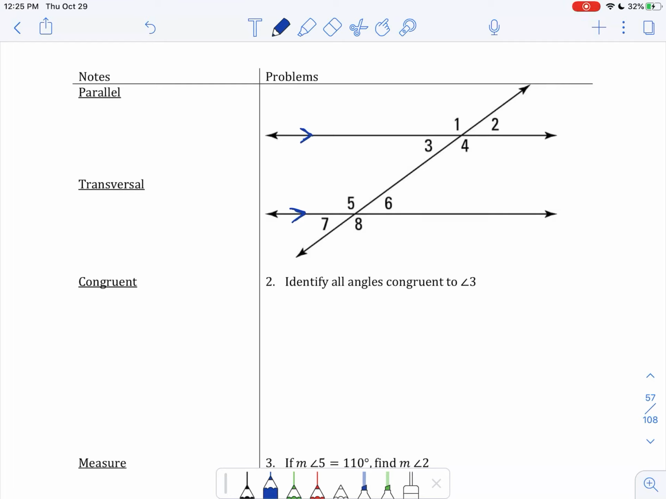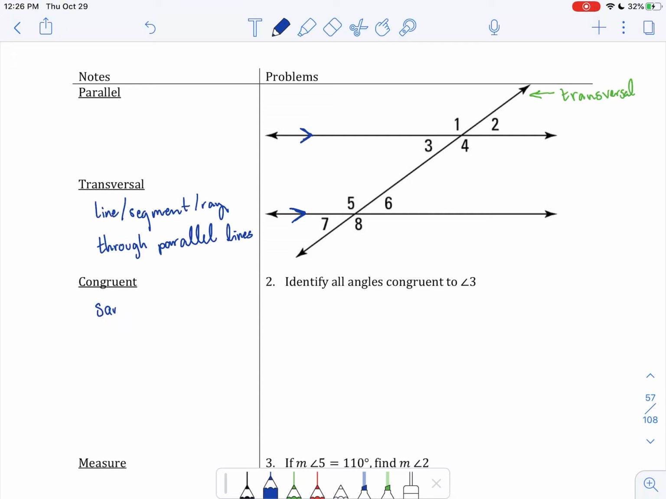Now, new word for maybe some of you is transversal. And this is a line or a segment or a ray, right? We talked about the difference of those two that cross the parallel lines. So if I look at the picture over here, this one that's not parallel, this is our transversal. And then we have our two parallel lines that are going horizontally in this case.